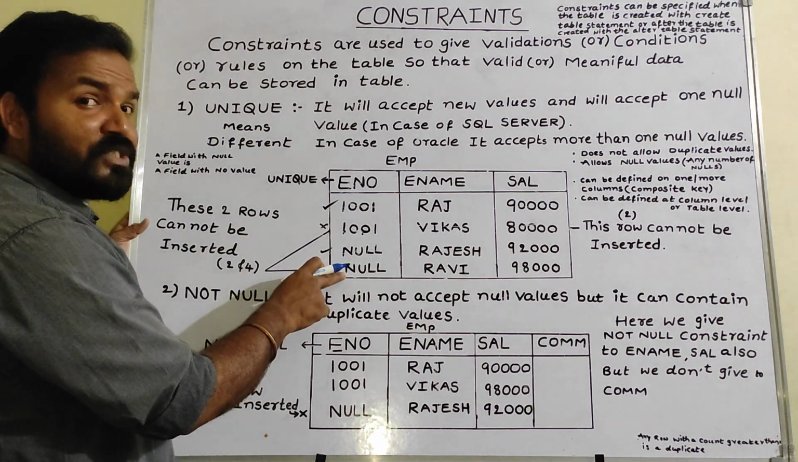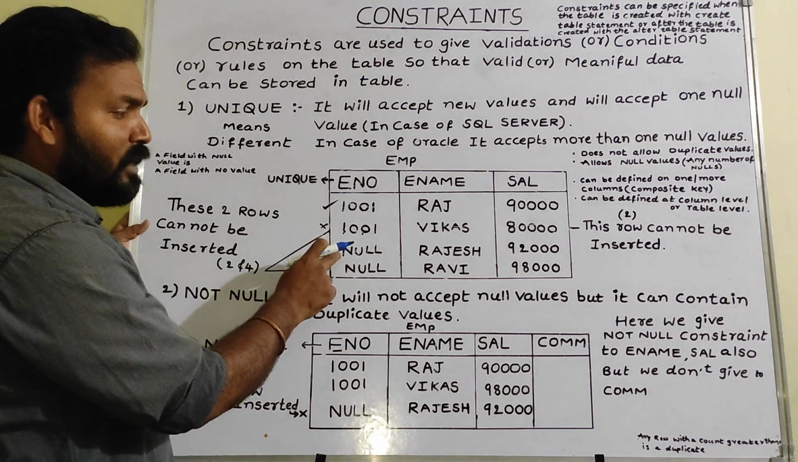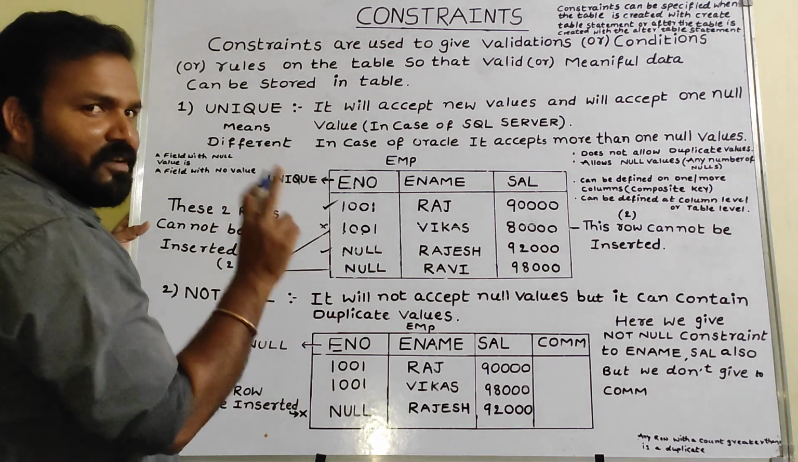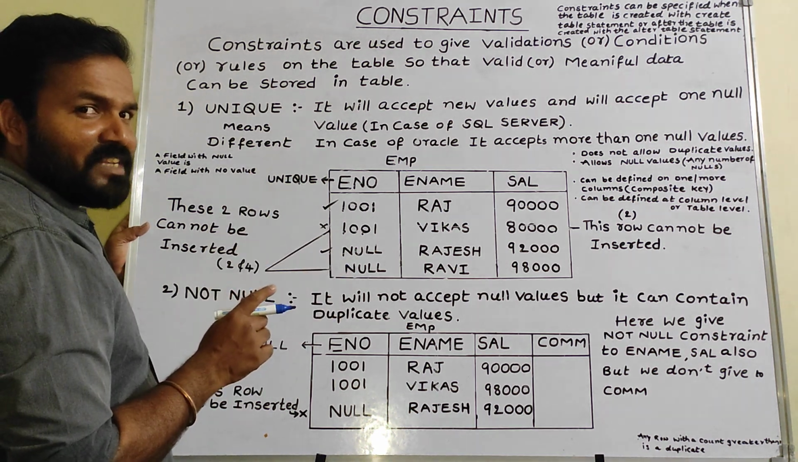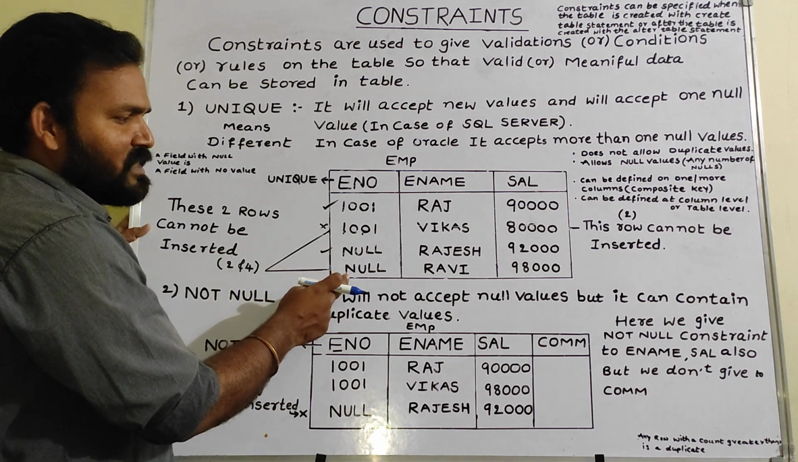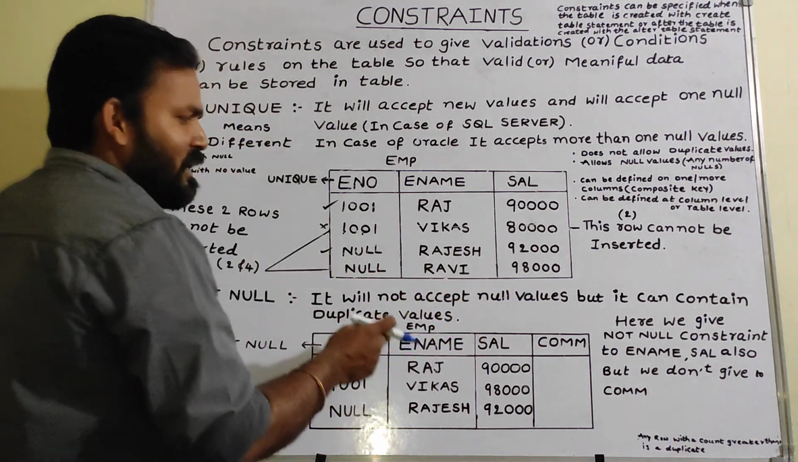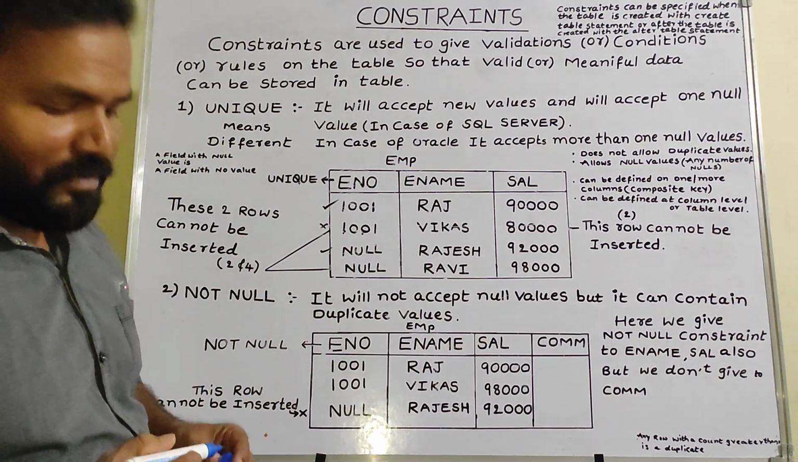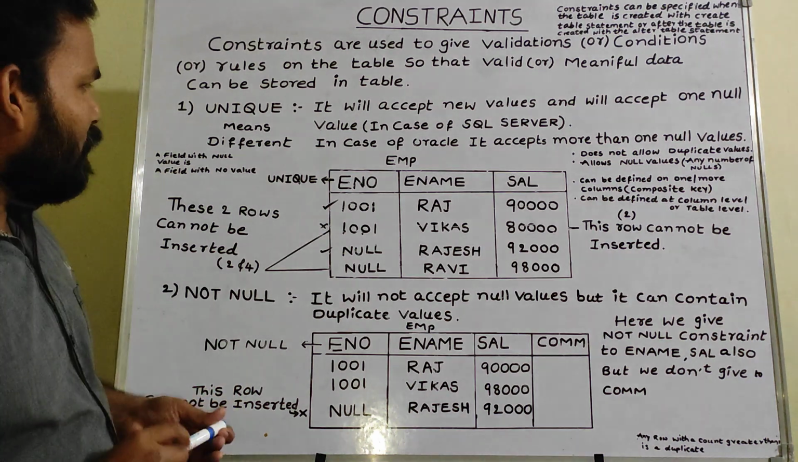So in case of SQL Server, it will accept only one null value. How many null values will be accepted? Only one null value. So the next row, null, Ravi, 98,000, cannot be inserted. Is it clear for all of you?